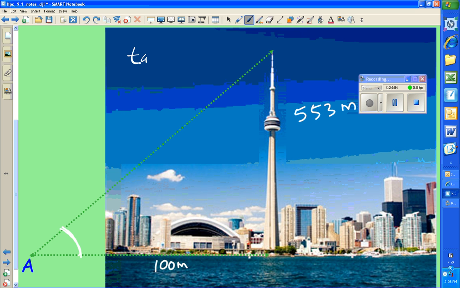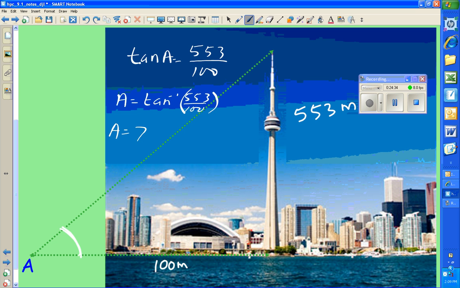Tangent of A equals 553 over 100. I don't want you skipping your initial trig equation. Then it's A equals tan inverse of 553 over 100, or 5.53, whichever you want to use. And what did you get? 75, and that's degrees. Questions on that?